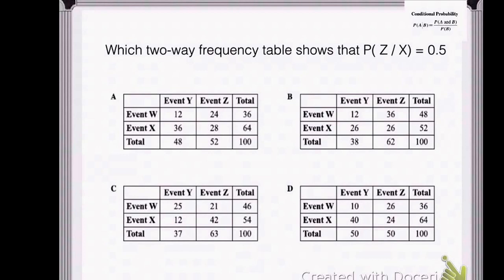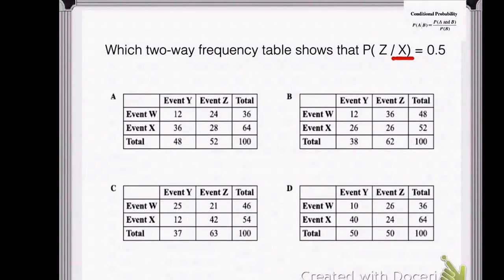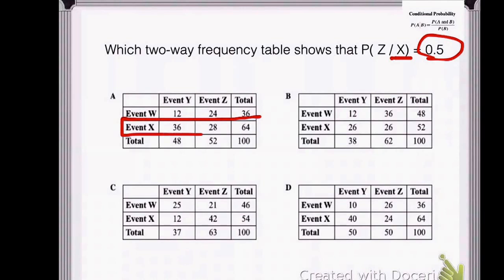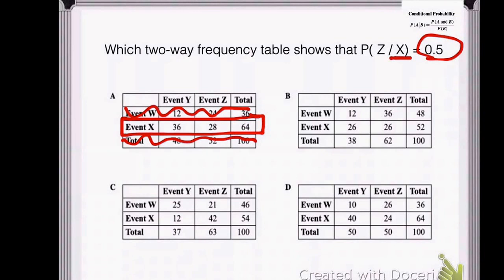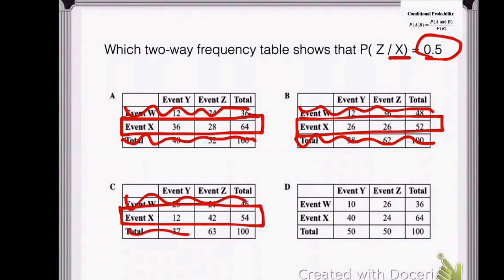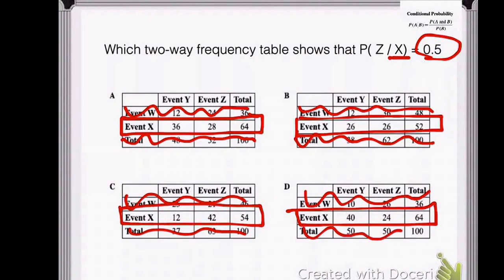You work this one. Which two-way frequency table shows that the probability of Z given X is 0.5? So remember, if we're given event X, that's the only event we're looking at. All the rest of the numbers are eliminated because we know that it came from event X. You want to find the probability for each table and see which one equals 0.5.